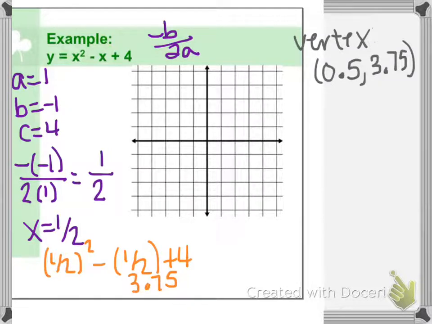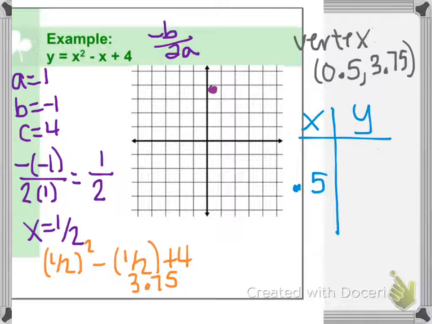So you go to your graph and you go over 1/2 and you go up 3.75. So not quite to 4, and you put a point. The key to that is that now we can make a chart and we can plug in other numbers for x, solve for y, and get other points to help us find our solutions. So far I've plugged in 0.5 or 1/2. A good strategy is to plug in something that comes before that, so in this case maybe 0, and then something that comes after that, so maybe 1.